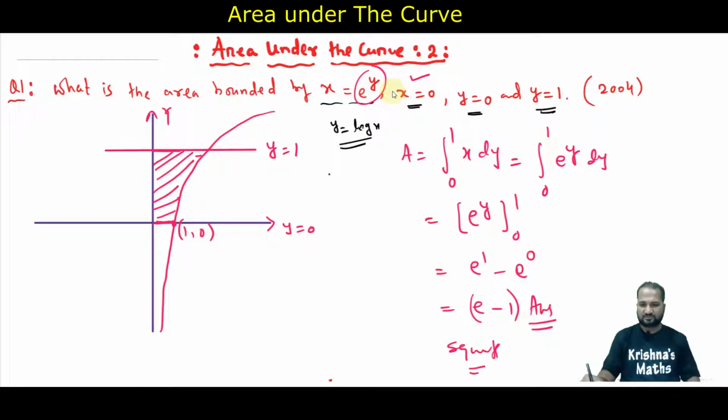So this is the first question of today's video, and it came in the 2004 exam. Right? It is very easy. You just have to identify the graph. X is equal to e raised to y, how does the graph look? You can identify it like this: y equal to log x. If you know the graph of y equal to log x, then the diagram is made and the area is found.